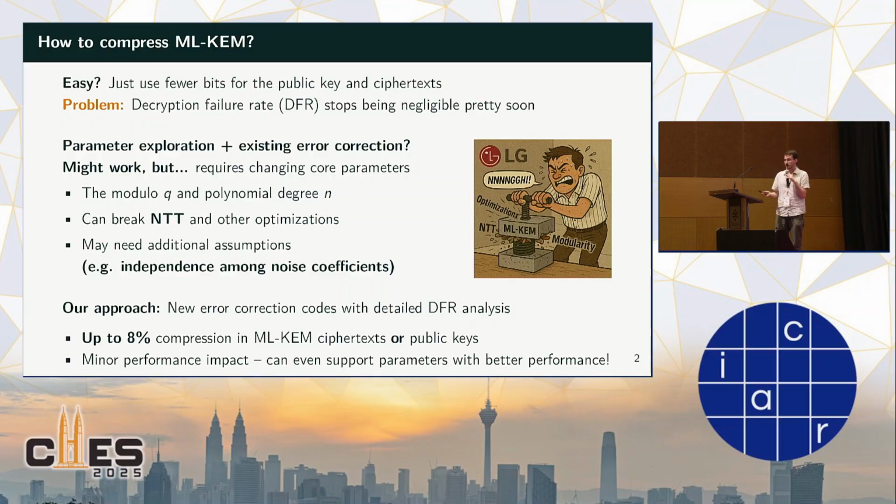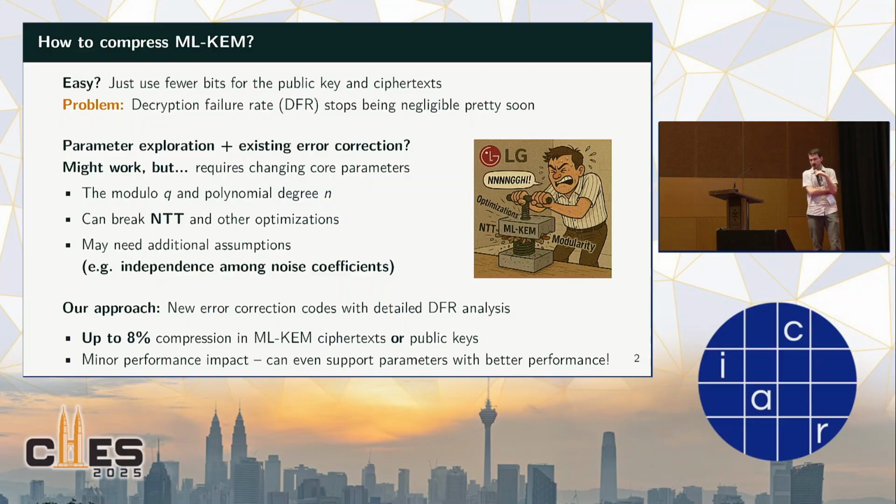The idea for this project initially was to think about how to compress ML-KEM. And it seems like an easy thing to do. You just use fewer bits for the public key and for the ciphertext. And this is effectively what Kyber or ML-KEM does. But the problem is that the decryption failure rate stops being negligible pretty quickly when you start getting rid of some bits. So you have to do something smarter.